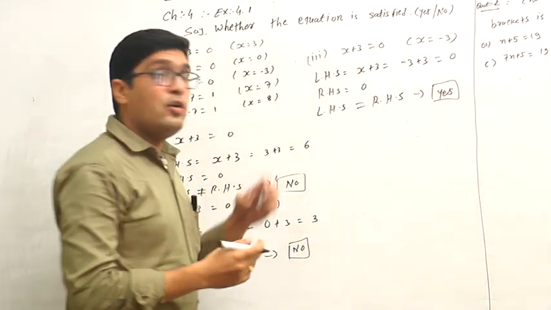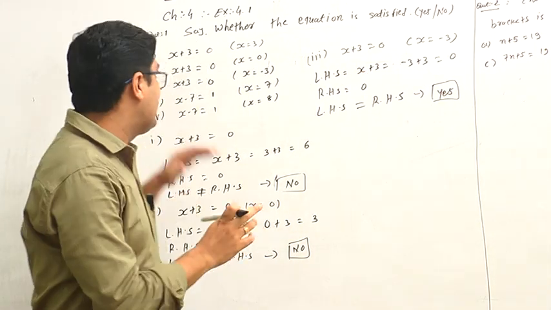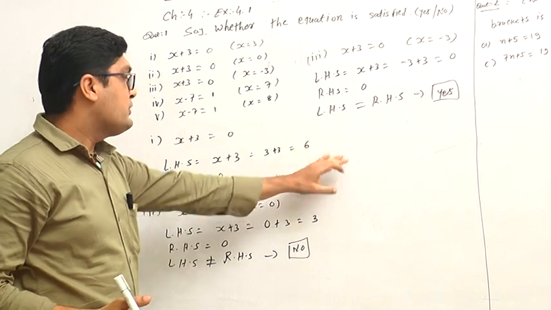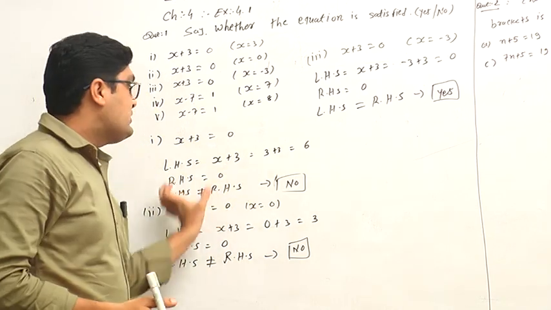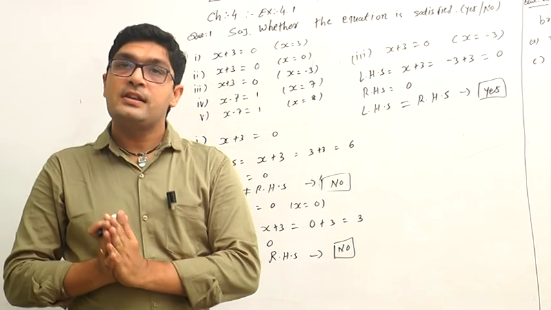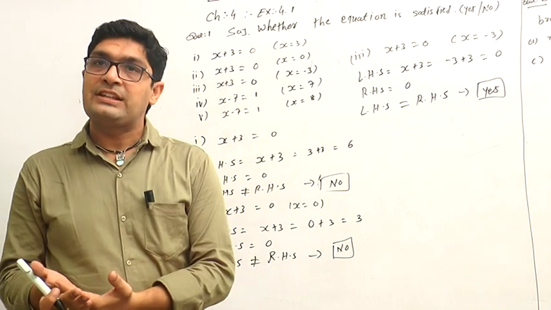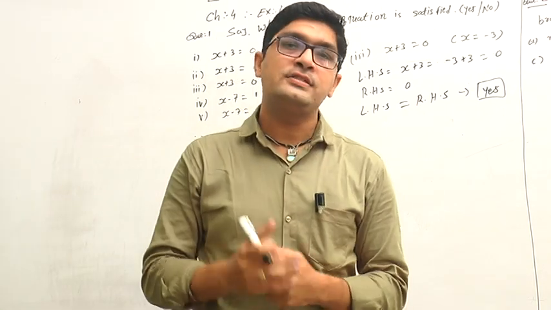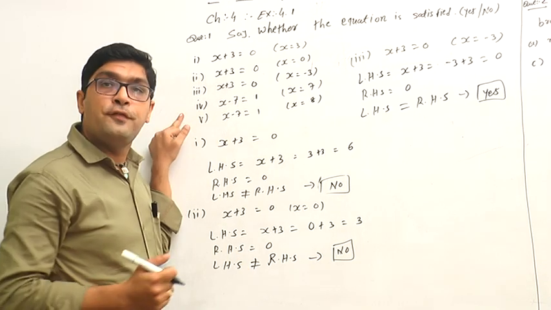So got it? How do we find this answer? With these three examples we have seen that first we write the left hand side, we put the value of the variable and we check what answer comes compared with the RHS. If both the answers are the same, the equation is satisfied. If answers do not come the same, the equation is not satisfied. Okay, again we go for the fourth one.